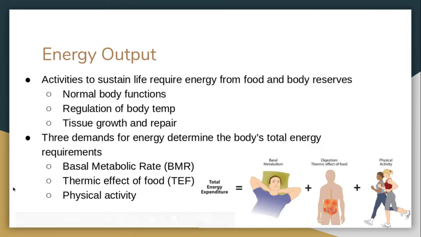So energy output is our next one. So anything that we're going to do to basically live our daily life. Okay. So any of your normal body functions that you have from the time you wake up and the time you go to bed, and even while you're sleeping, you're going to be sustaining some normal body functions. We're also going to use that energy to regulate our body temperature. Trying to maintain that 97, 98 degrees Fahrenheit takes some work, right? Our body has to provide that energy to keep our body at that same temperature.